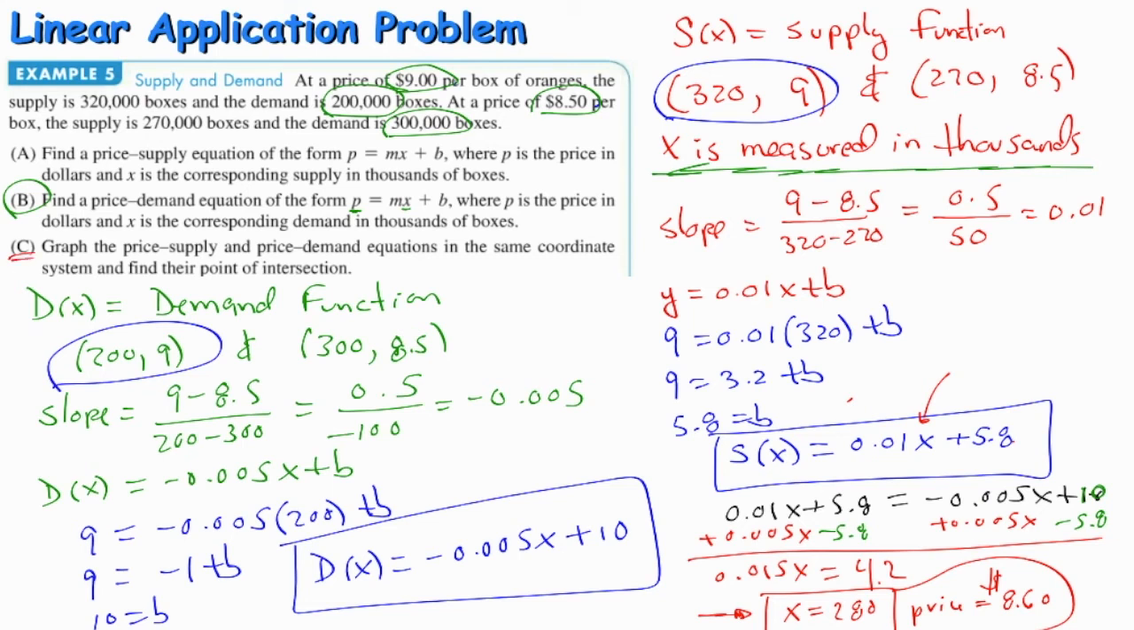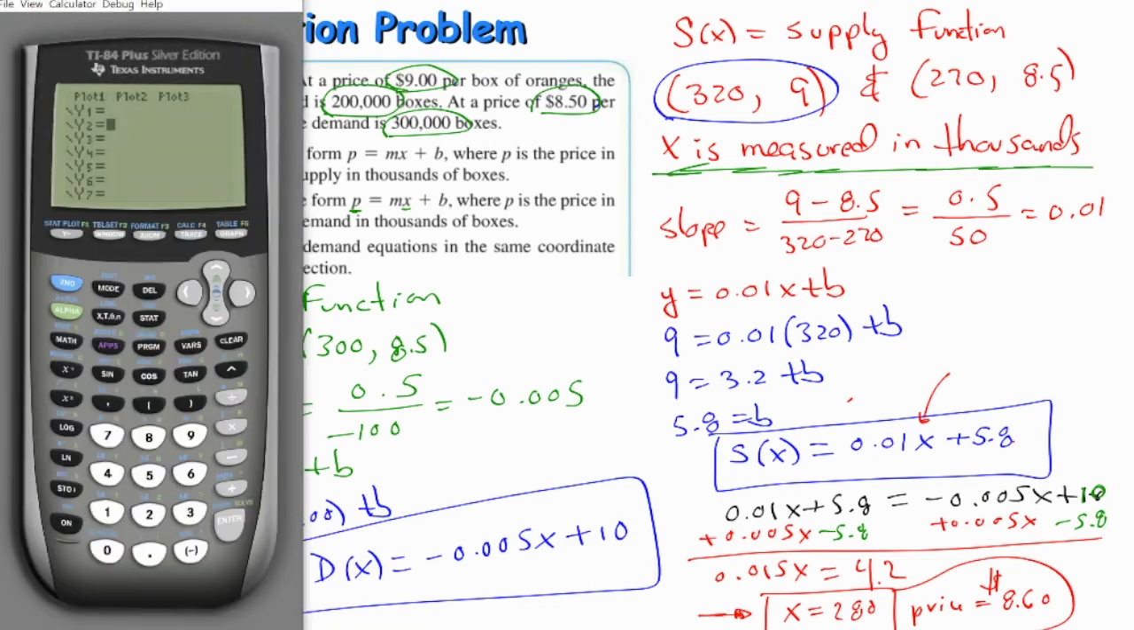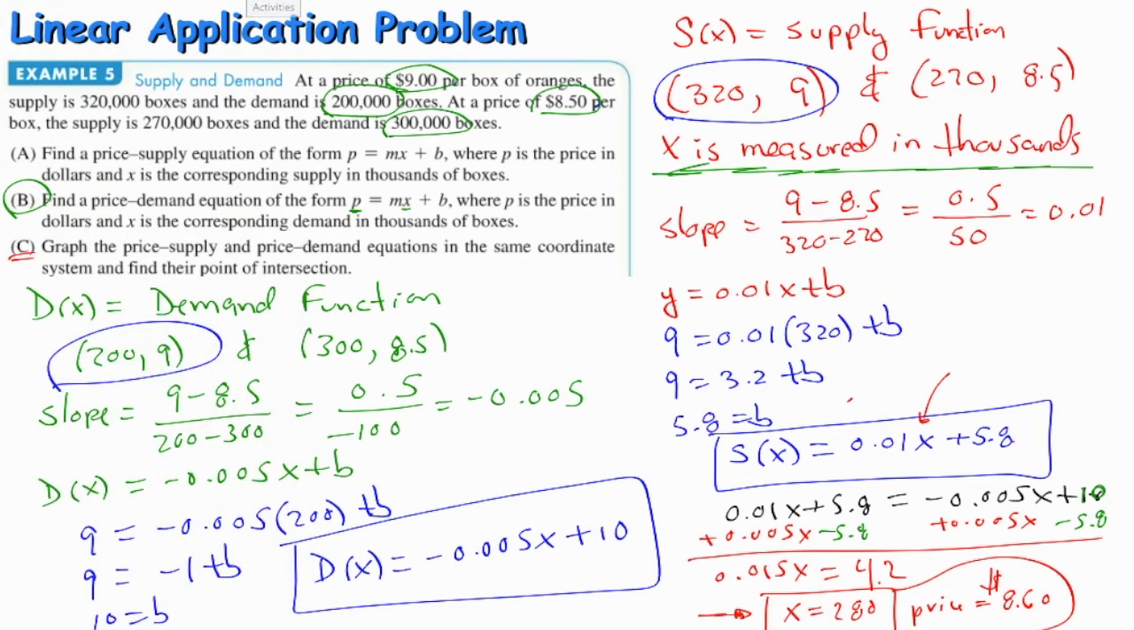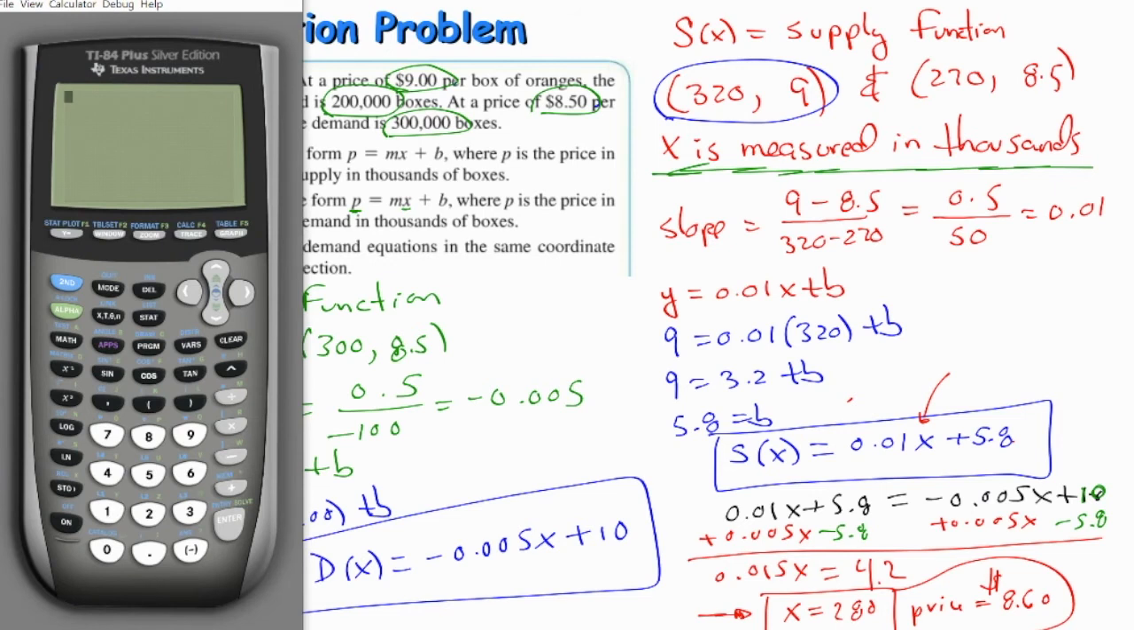So for part C, it says graph the price supply and price demand equations in the same coordinate system and find their points of intersection. So we'll do this in a graphing calculator. We'll hit y equals. We'll put in the supply equation. And then the demand equation. And we'll hit graph.